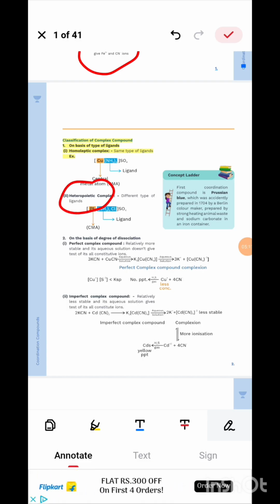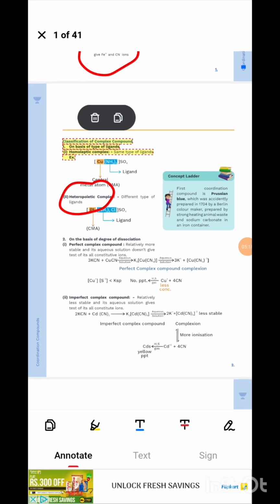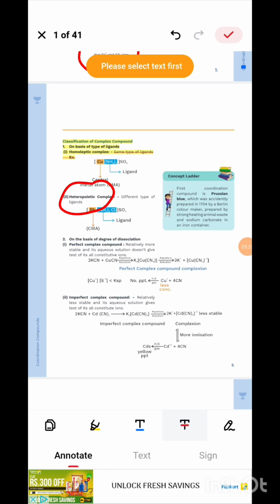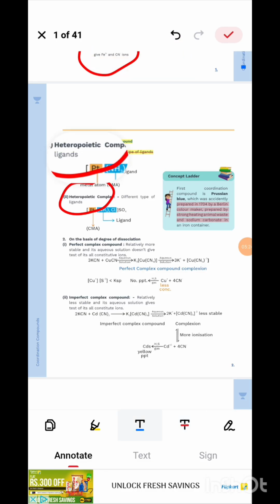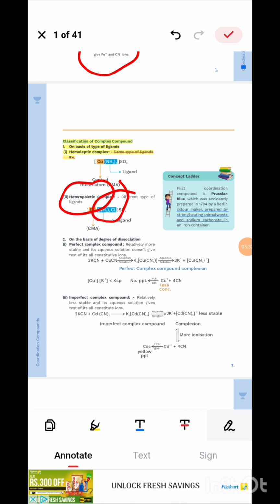heteroleptic complex. Okay, so in the coordination sphere the central atom and ligands are present. You can see this one very carefully. So again, if you see heteroleptic, platinum is the central metal, [Pt(NH3)3Cl]... NH3 thrice, and Cl is the ligand. So there are different types of ligands, one is NH3 and Cl, so two types of ligands are present, so that's why it is called a heteroleptic complex, different types of ligands, okay.